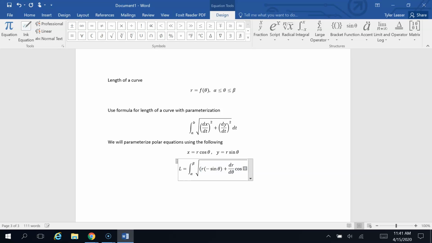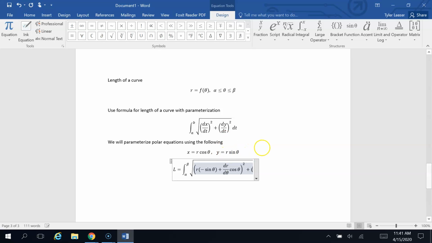And then I can't forget my cosine. Okay, so it's going to be that entire thing. That was just the dx dt, or really it's dx d theta for us. First derivative of the second plus the second derivative of the first kind of thing, all squared, and that's going to be plus the derivative of y with respect to the parameter.